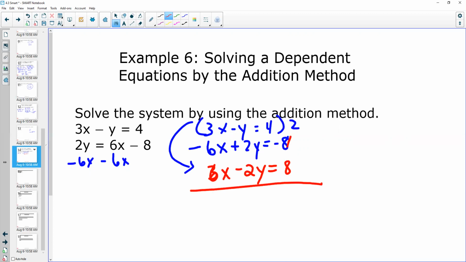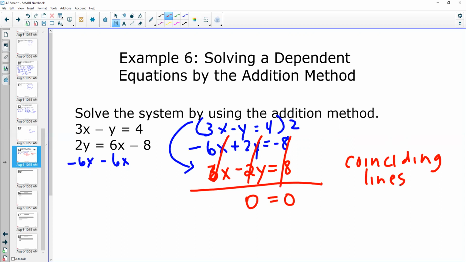Oh, interesting. Cancels, cancels, cancels. I get 0 equals 0. What do you know about that? I know it's true. What that means is that these are coinciding lines. They're dependent. This means that all the points are solutions, right? There's infinite solutions.